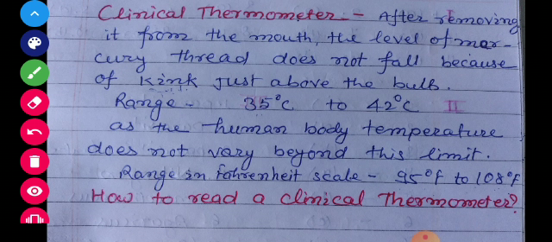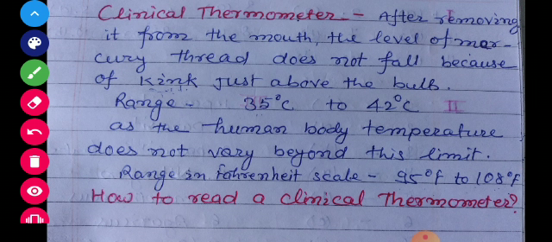And students, one thing: when we remove the thermometer from the mouth, the level of the mercury thread does not fall. There is a reason behind it, and the reason is the kink. The presence of a kink in the thermometer just above the bulb is the reason that it does not fall.